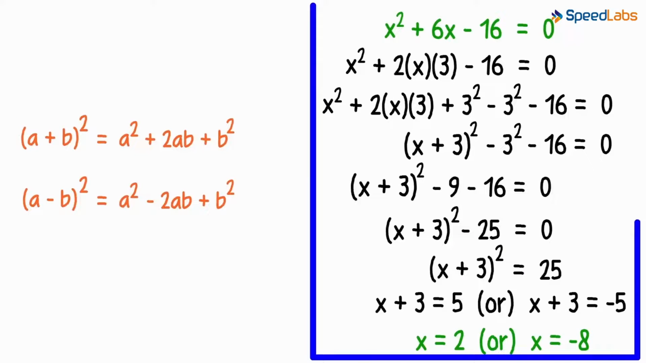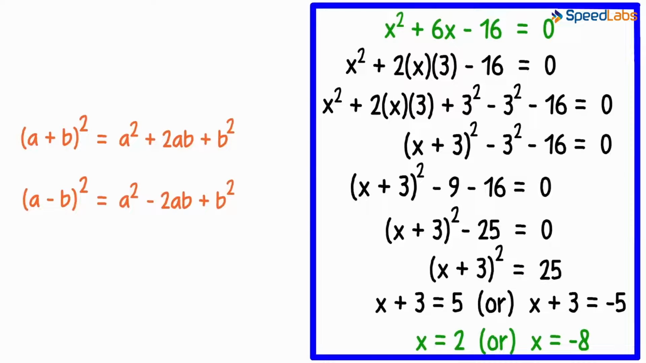So the important part here is to know which term to add. Here we added 3 squared. And to keep the equation balanced, we also subtracted 3 squared. This was the completing the square method.